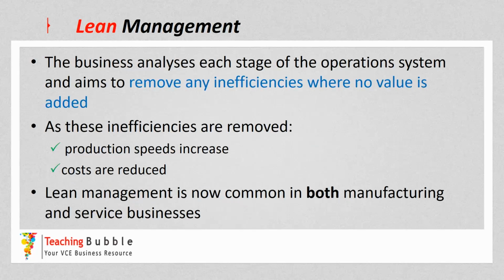Now, with lean management, the business analyzes each stage of the operation system and the 7 key areas listed on the previous slide, and aims to remove any inefficiencies where there's no value added to the end consumer. As those inefficiencies are removed, the production speeds will increase and costs will be reduced. But keep in mind that it's not just about reducing costs, it's also about adding value to the end customer. In the past, lean management has been known as lean manufacturing. It was more implemented in manufacturing businesses, but it's now very common in service businesses also, and I just want to give you an example of that.